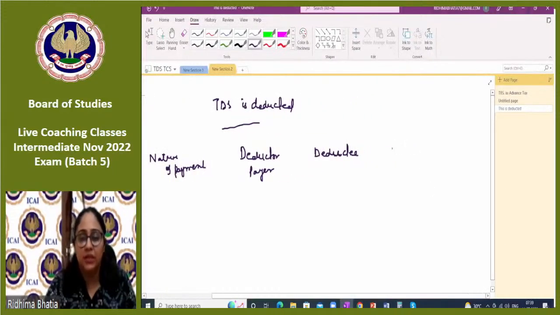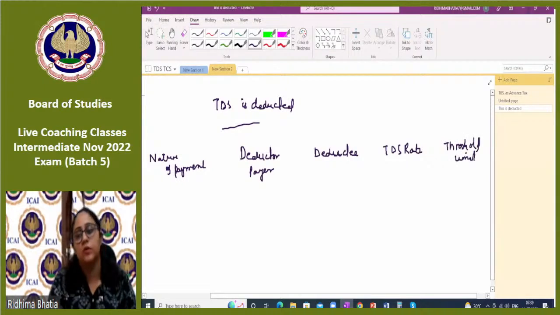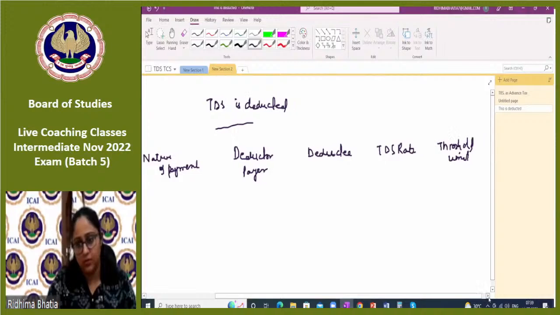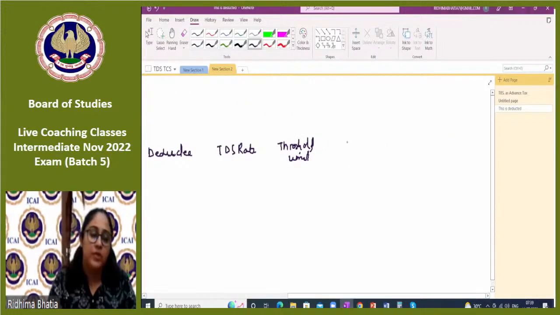TDS has to be deducted at some flat rate. But what are the rates of TDS? What is the threshold limit? What is the time of deduction? And other remarks or other points to remember.